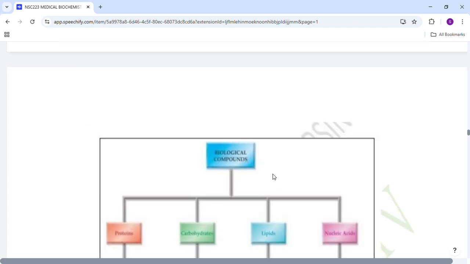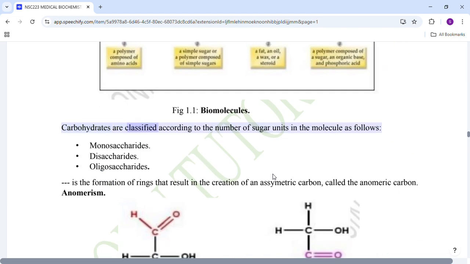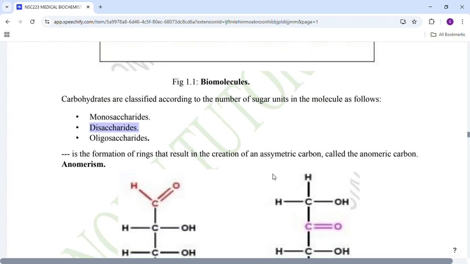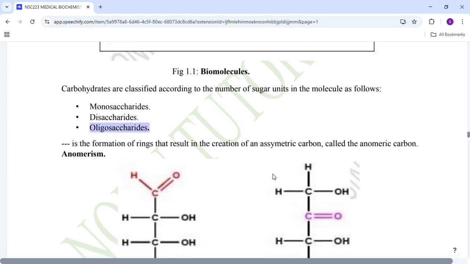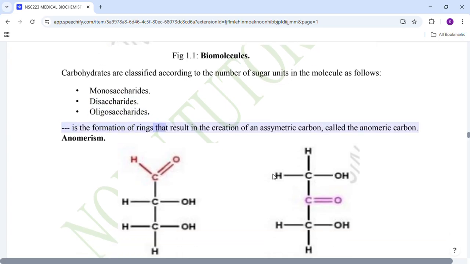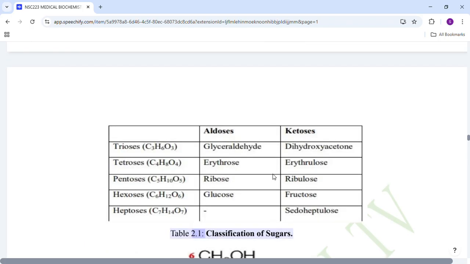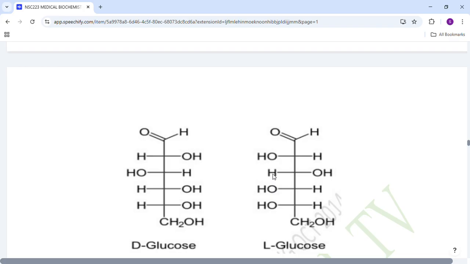Fig 1.1, Biomolecules. Carbohydrates are classified according to the number of sugar units in the molecule as follows: monosaccharides, disaccharides, and oligosaccharides. Anomerism is the formation of rings that result in the creation of an asymmetric carbon, called the anomeric carbon. Table 2.1, Classification of sugars. Pyranose and furanose ring structures.